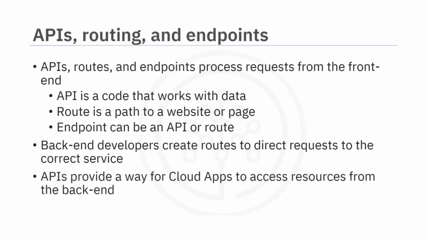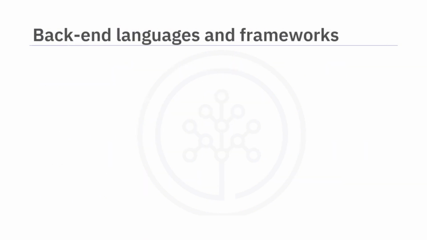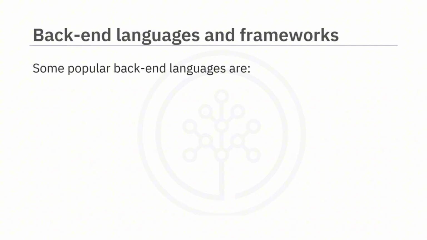APIs provide a mechanism for cloud apps, mobile apps, and other types of software to access resources from the back end. To perform all this back-end development, you will need to be familiar with at least one back-end language and its associated frameworks. Among the most popular languages today is JavaScript, which was originally designed to run in web browsers, adding extra interactivity and dynamic content to web pages. JavaScript is also being used on the back end, with new releases adding server-side functionality.